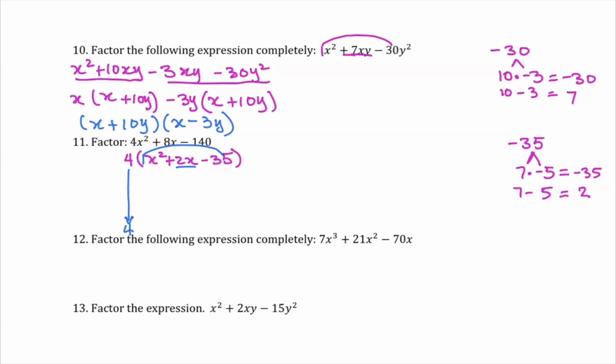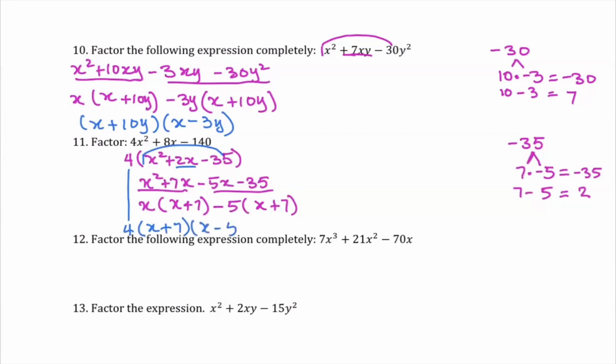So that is x squared plus 7x minus 5x minus 35. First group, second group. GCF is x for the first group, x plus 7. And GCF of the second group, negative 5, x plus 7. Then we factor completely the x plus 7, and we keep the 4 as the final answer. That's 4 times x plus 7 times x minus 5.